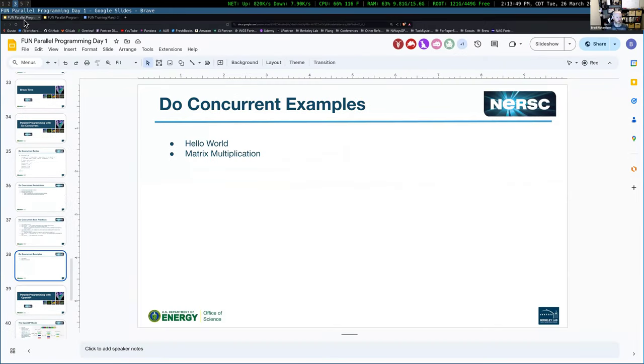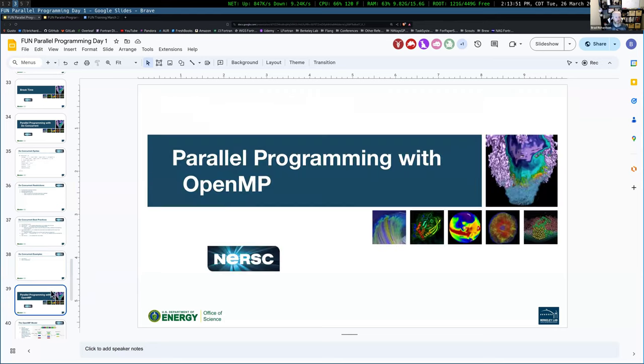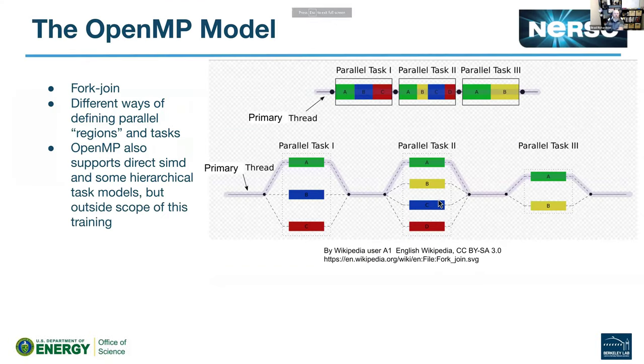we'll go back to the slides and talk a bit about OpenMP. So do concurrent was kind of a reduced subset of saying, hey, I've got a loop. The iterations don't depend on each other. You could do this in parallel. It's a way of expressing in Fortran that property of your code. OpenMP goes to a whole level of defining a parallel execution model.